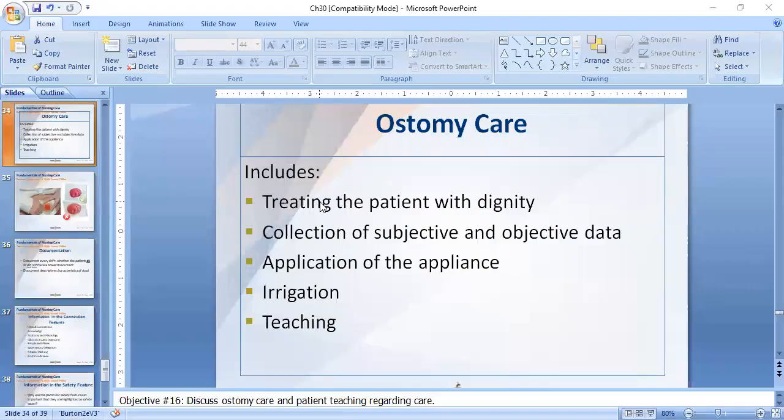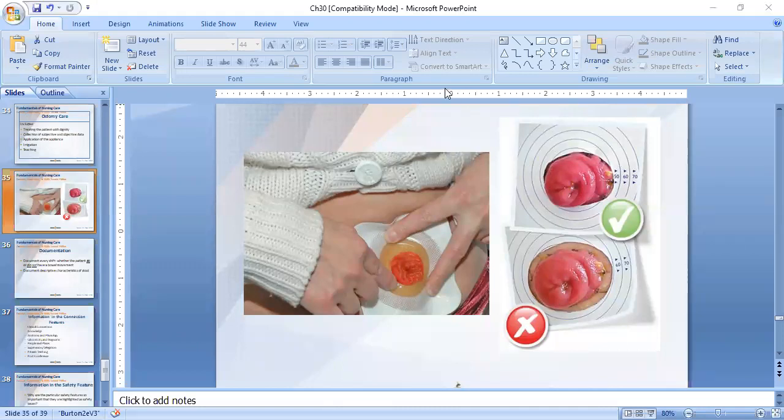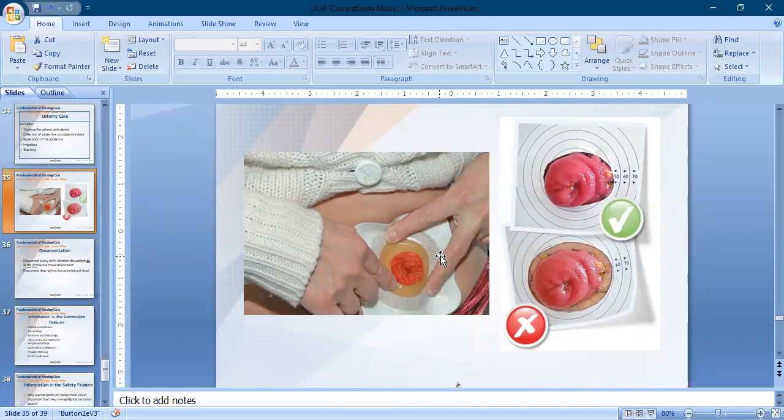When you take care of the ostomy, like here, this is the ostomy. So always we have to remove the pouch and inspect the stoma. This is called the stoma. We have to check it. It should be pink or red and moist, right? And also we have to check the surrounding skin, and the skin should be intact. And also clean the skin with soap and water.